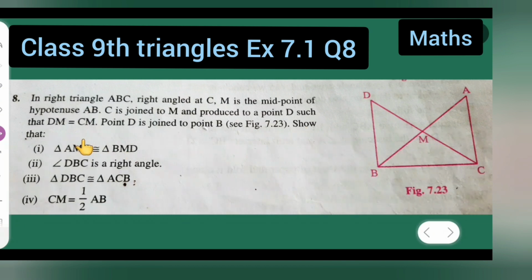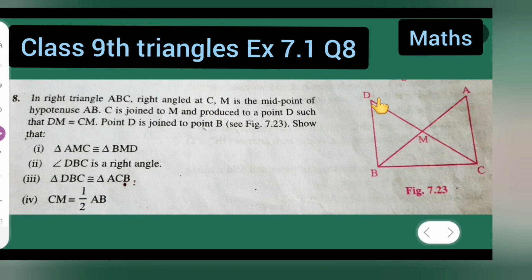Now you all have to show that triangle AMC is congruent to triangle BMD. Secondly, we have to show that angle DBC is a right angle, 90 degrees. Third, triangle DBC is congruent to triangle ACB.